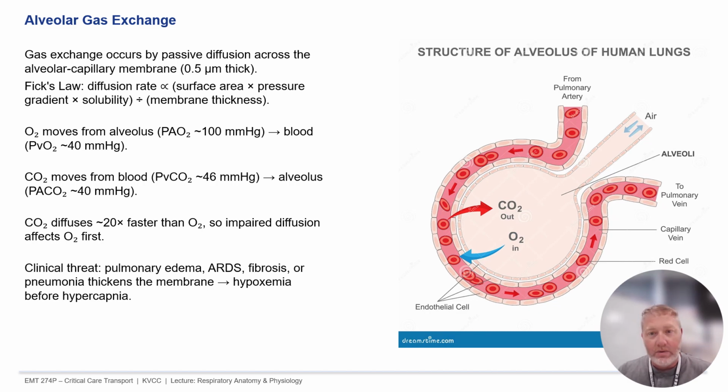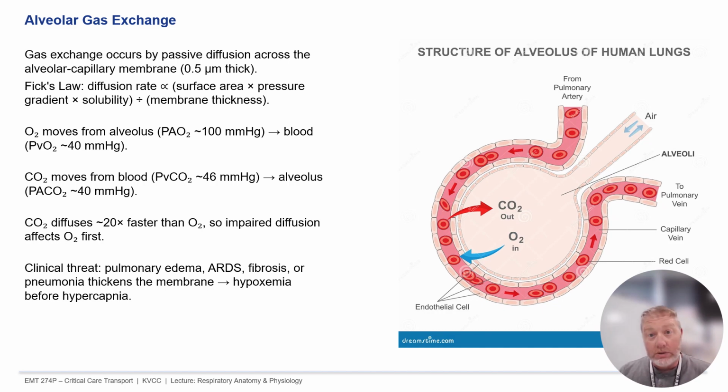Diffusion rate increases with surface area, which is why alveolar destruction in conditions like emphysema or flooding in conditions like ARDS reduce oxygenation. It increases with the pressure gradient, which is why supplemental oxygen increases PAO2, or alveolar oxygen pressure, by raising alveolar oxygen partial pressure.